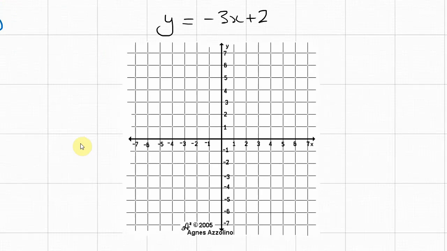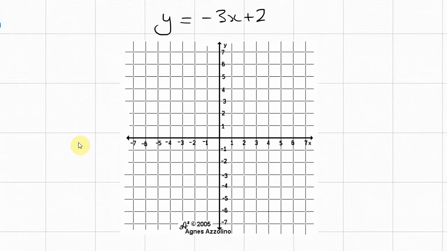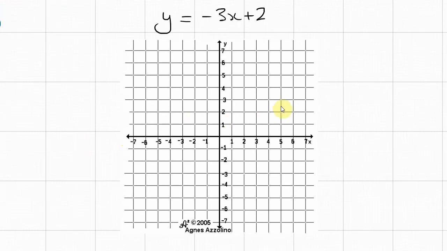Okay, looking here at y equals minus 3x plus 2. So we're going to cross our y-axis at the point positive 2, because that's positive 2 there. And then we've got a gradient this time of minus 3. Important to keep this sign with it.